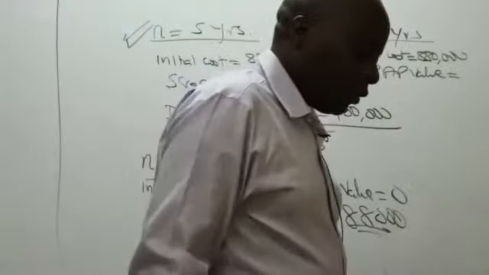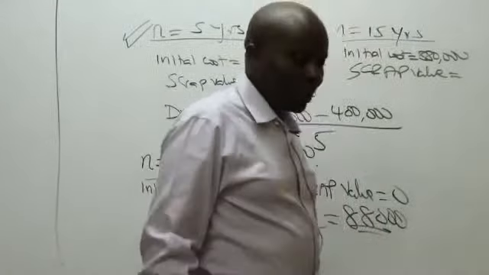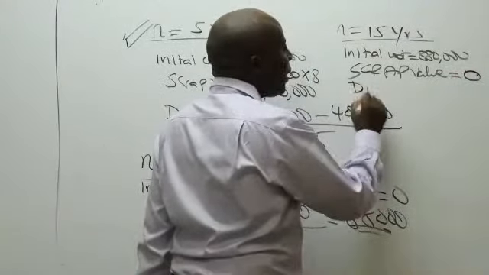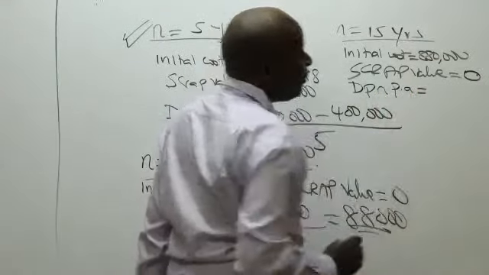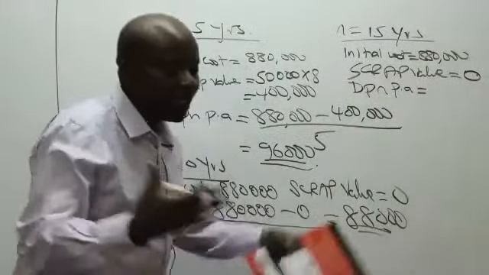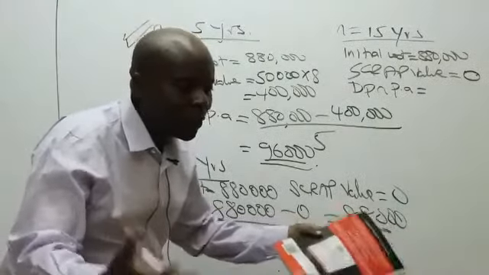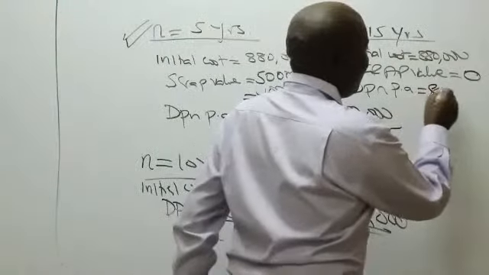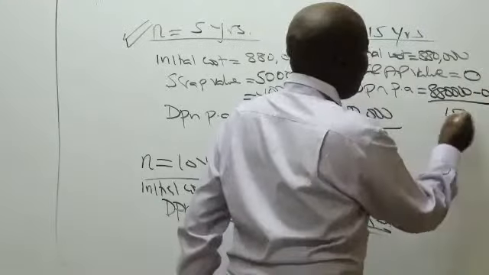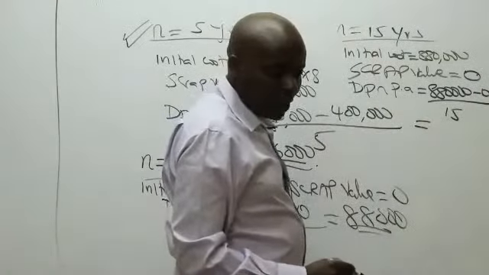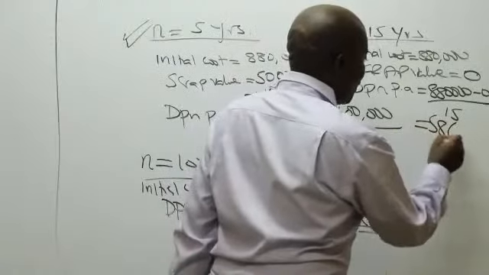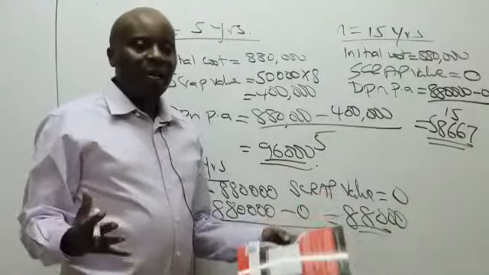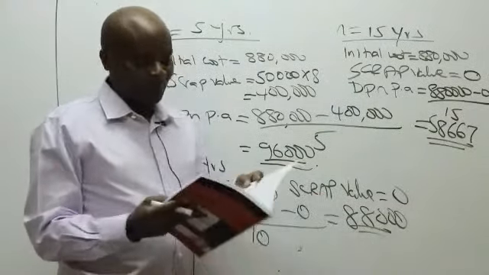In this case, if it's 15 years, they're telling me that this thing will be too old to have any value. So the scrap value is 0. If that is the case, could you kindly give me the depreciation per annum? These are the low-hanging fruits that I expected my students to harvest while smiling. So depreciation per annum here will be 880,000 minus 0 over 15, and somebody has given me a figure of 58,667 Kenya shillings. Thank you very much. Those are quite low-hanging fruits.